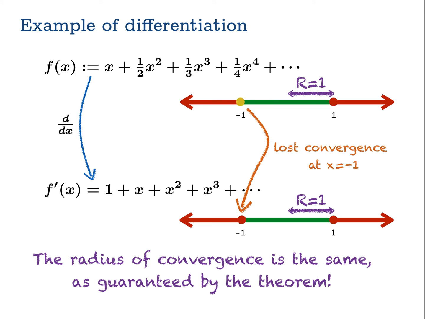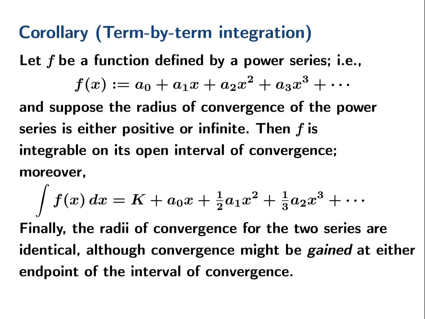So again, we were warned by the theorem this might happen, and indeed in this example it did. We lost convergence at one endpoint. So now a corollary of this theorem is a statement about term-by-term integration.